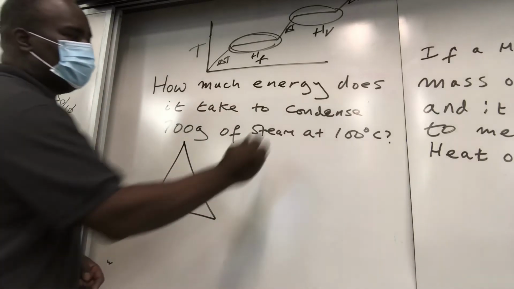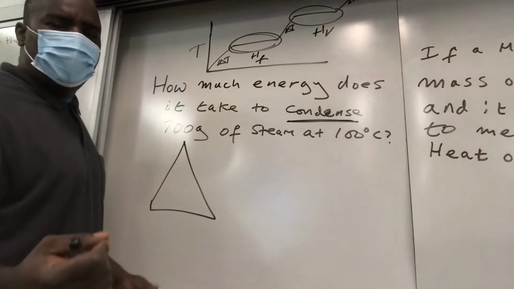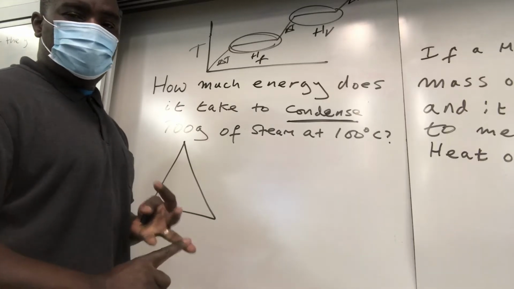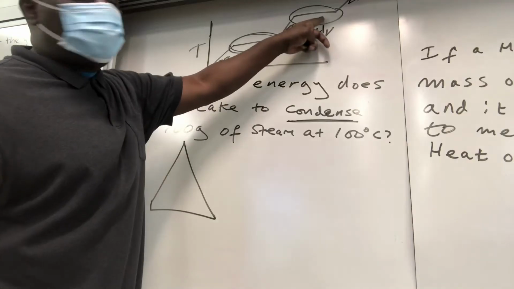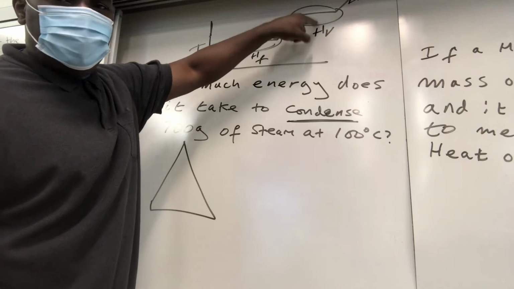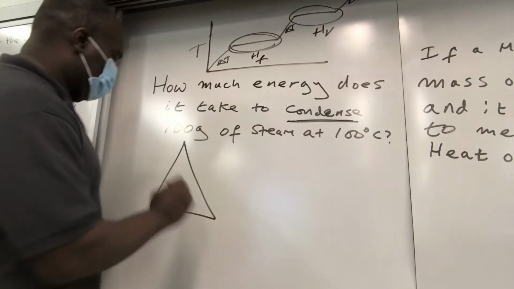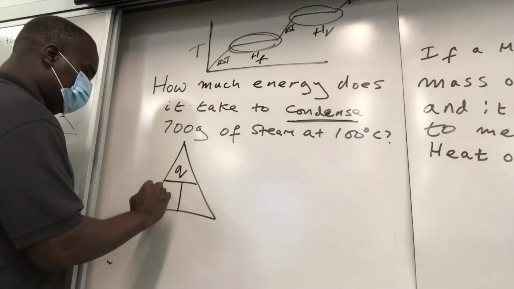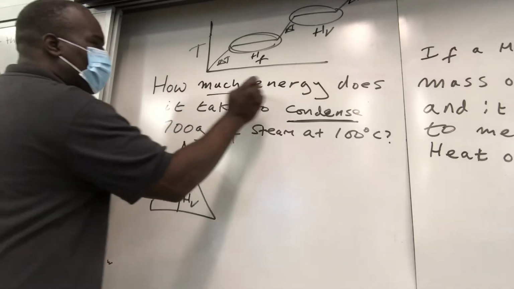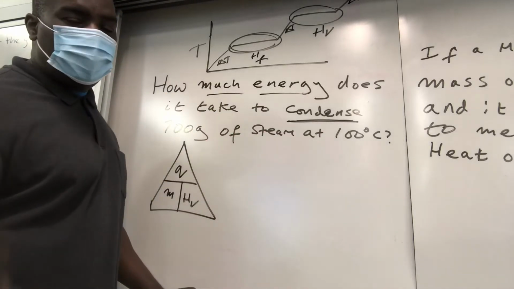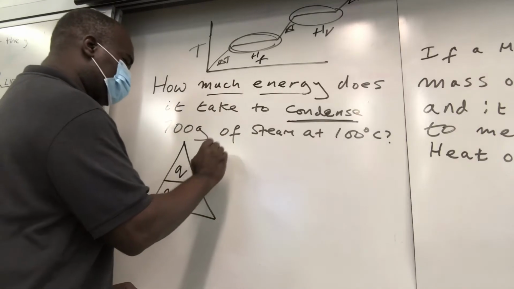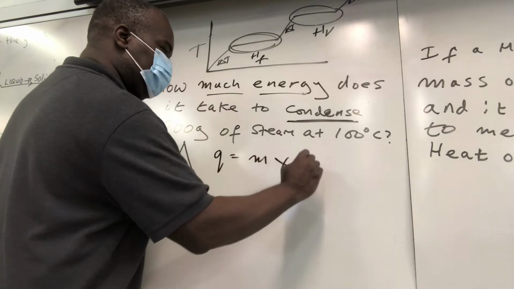The key word here is condense. That's the clue as to which equation you're going to use, because we know we have Q equals MHV and Q equals MHF. But since condensation takes place at the same line where vaporization takes place, we're going to use the H of V equation. So Q is equal to M times H of V. We're looking for how much energy. What letter is energy? Energy is represented by Q in the equation. So we're looking for Q, and Q is equal to M times H of V.